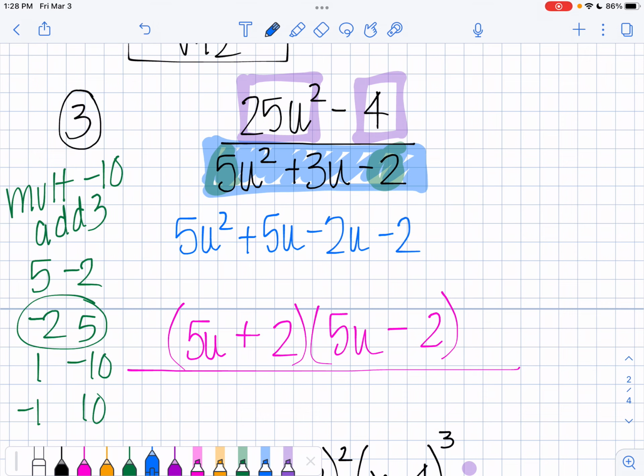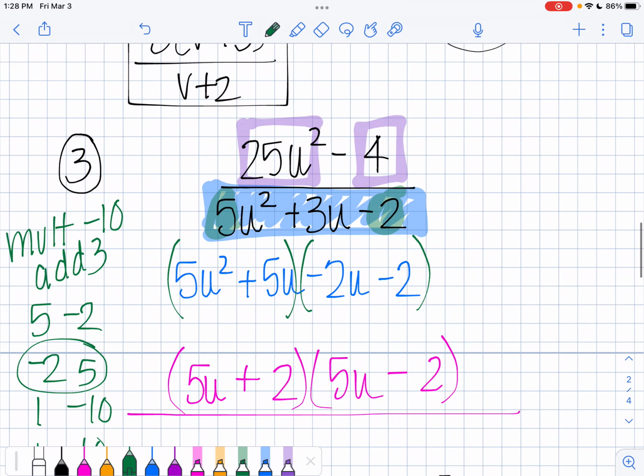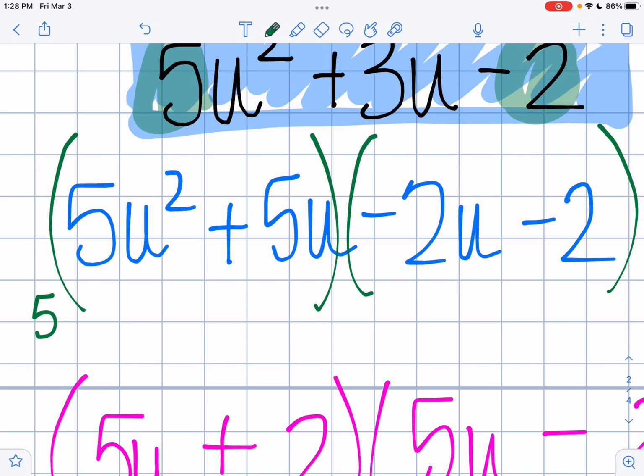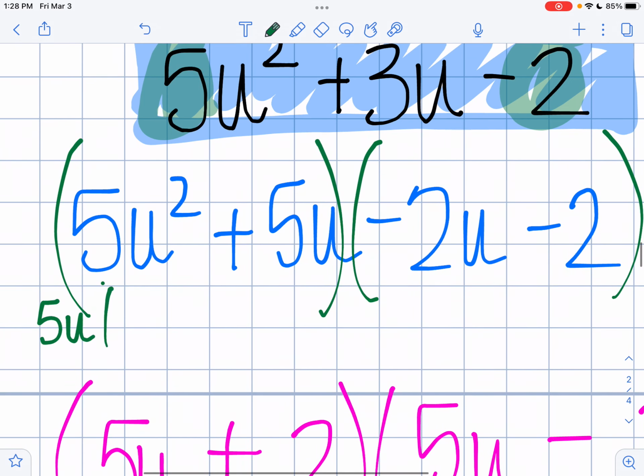Then you have to do factor by grouping. So I want to make 2 groups. In this first group, we're looking for my GCF. What does 5u squared and 5u have in common? It has a 5u. So 5u times what is 5u squared? u. And 5u times what is 5u? 1.